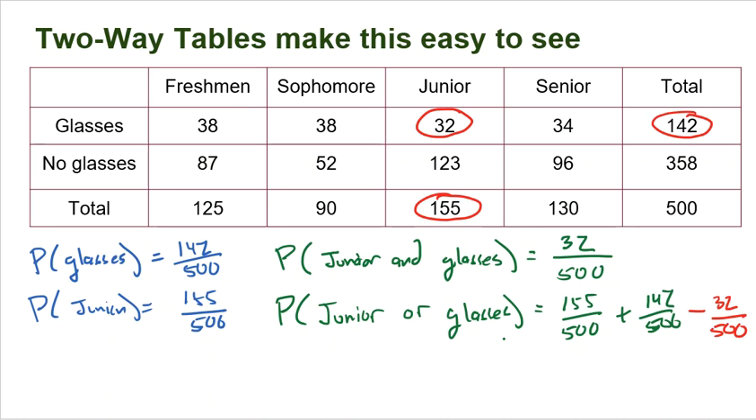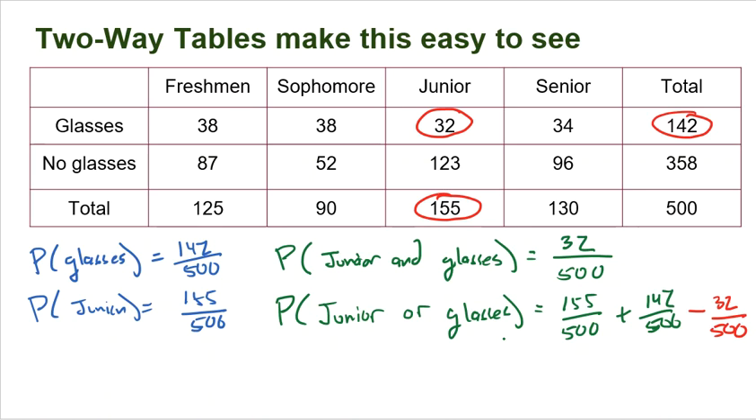So junior or glasses means that the juniors need to be included. So I included the 155 juniors. The kids that wear glasses need to be included. So the 142 kids that wear glasses need to be included. But by adding together the juniors and the glasses, I double counted the overlap. I double counted the both. The 32 kids who are both juniors and wearing glasses were included amongst the 155 juniors and the 142 kids that wear glasses. And that's great, but they don't deserve to be counted twice. So I'm subtracting it away, not to get rid of them, but to prevent them from being counted twice.